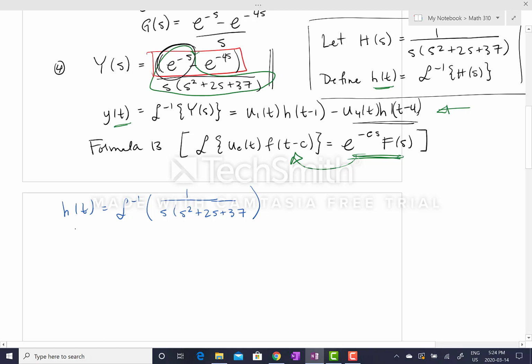We'll use partial fractions. Okay. This should not come as a surprise at this point. We will use partial fractions, but notice that s squared plus 2s plus 37 does not factor over the reals.